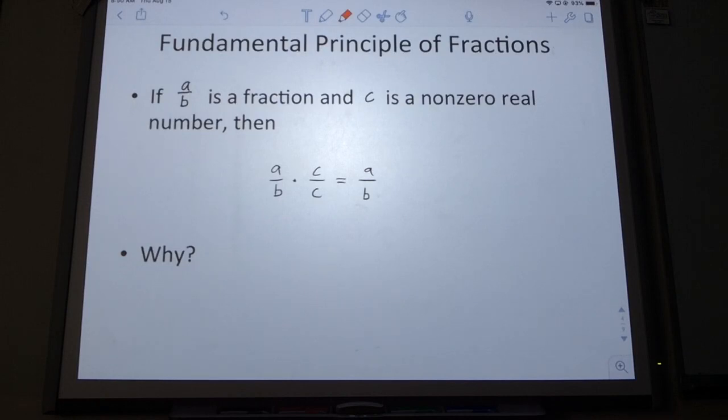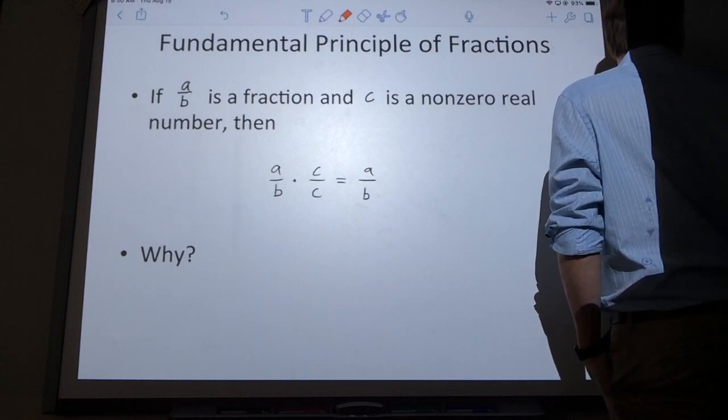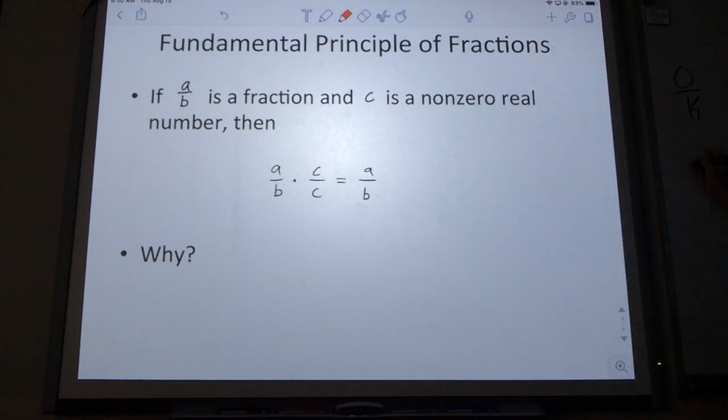Okay. Here's my reasoning behind that. To have a 0 on the top, okay, but no, you can't have a 0 on the bottom. A lot of people can't remember which one's undefined and which is allowed. It is okay to have the 0 on the top. That's just 0. But no, you can't have a 0 on the bottom. Okay? All right.